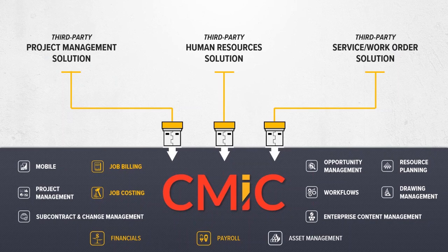And the same could be said for something like a service work order solution or a third-party human resources system. You may still use our payroll processing, but maybe you have third-party HR. That's also okay because of our open API and the fact that we want to bring all this information into the platform. These are all different options that you have with CMIC.